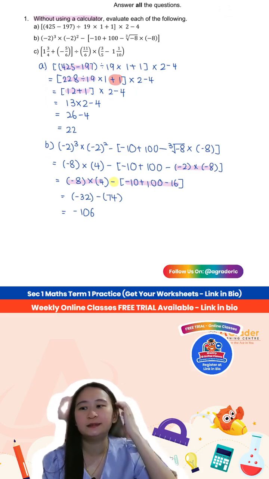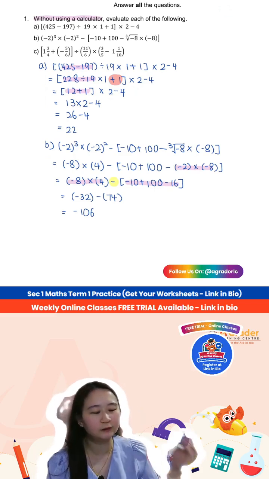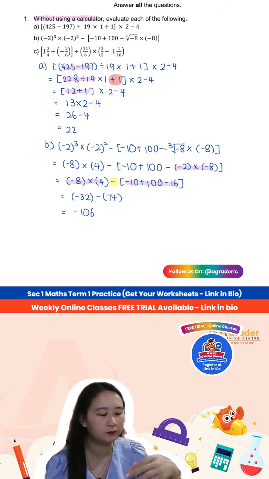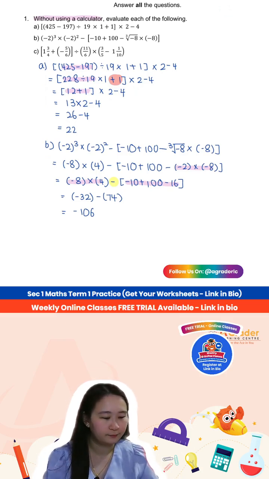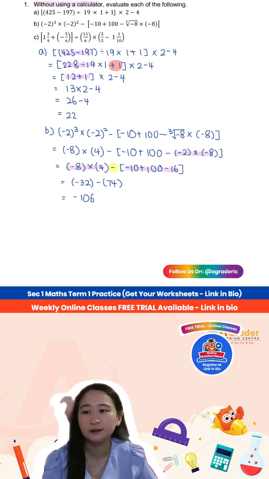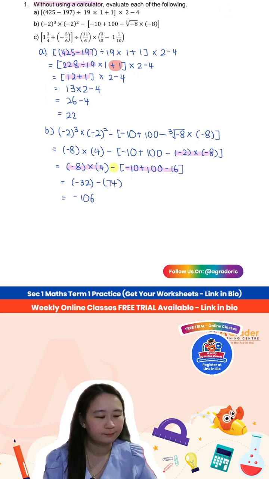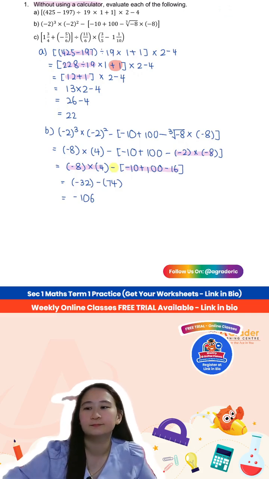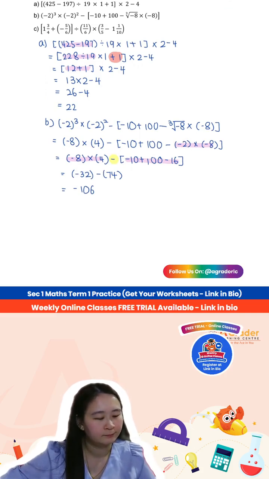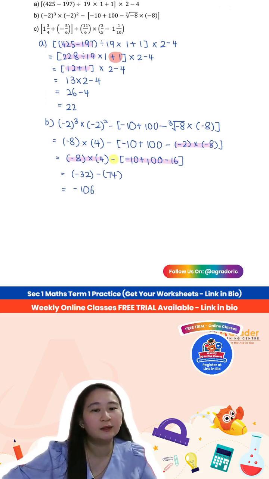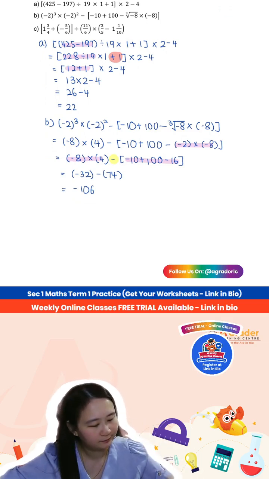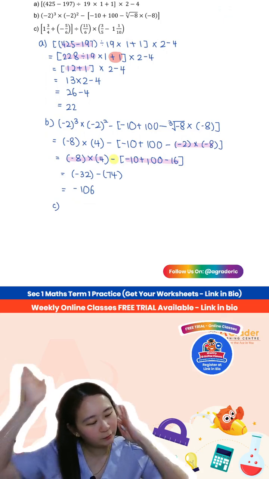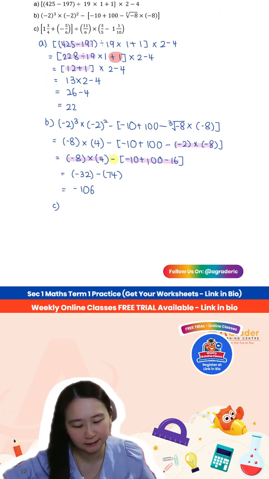So as you can see, although they say without using a calculator, for those numbers that you have, like negative 32 minus 74, you can key in a calculator. Make sure that you do not have any calculation errors here. What the examiner or the marker wants to see is which steps come first. They want to see that you understand the order of operations.